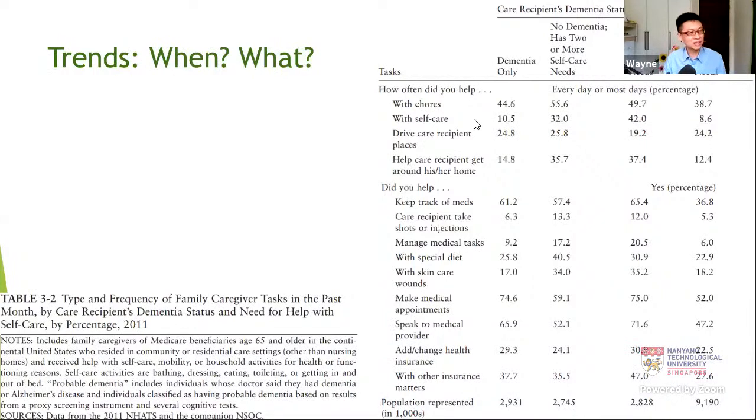Often we say, in those kinds of situations in the third column, dementia plus two or more self-care needs, we need a third person, often a domestic helper. But increasingly, even today, we say that even if it's just the first column, dementia only, or perhaps even the last column, no dementia and less than two self-care needs, even for those seniors, we start to see families employing domestic workers to take care of them.